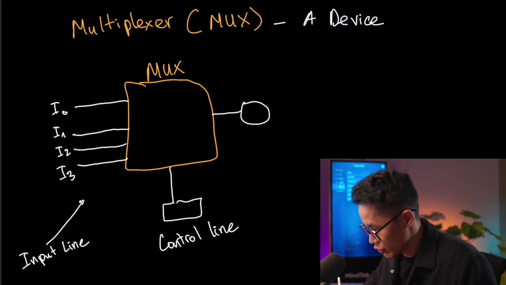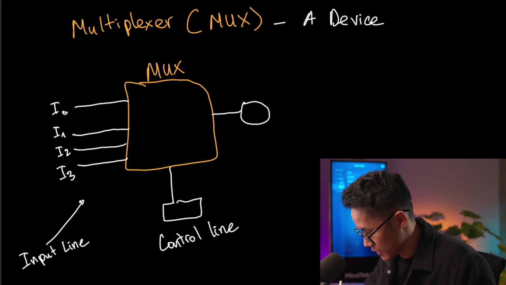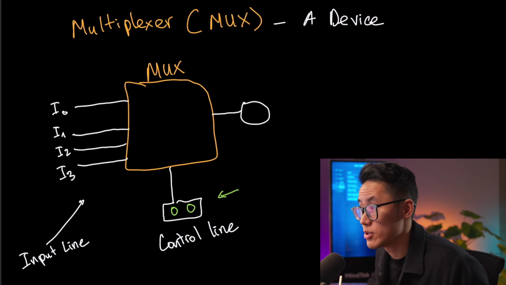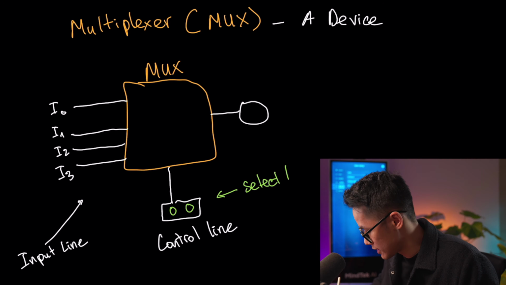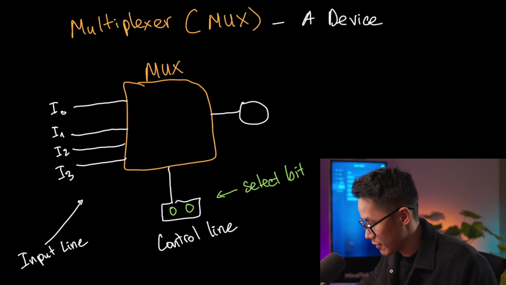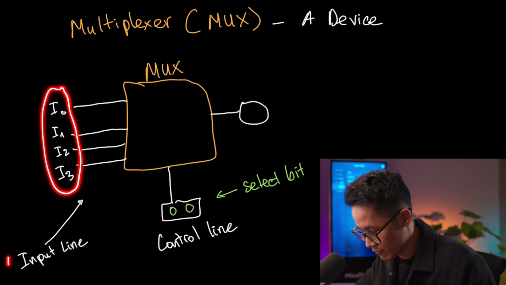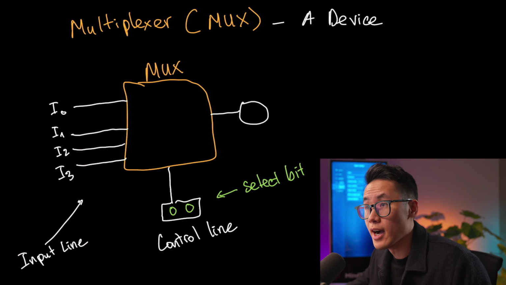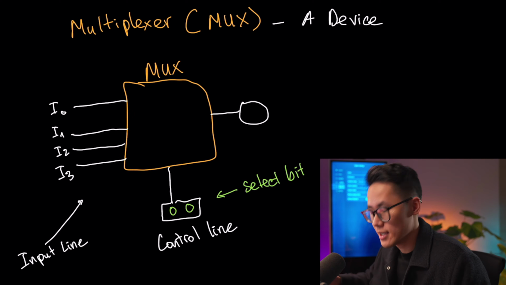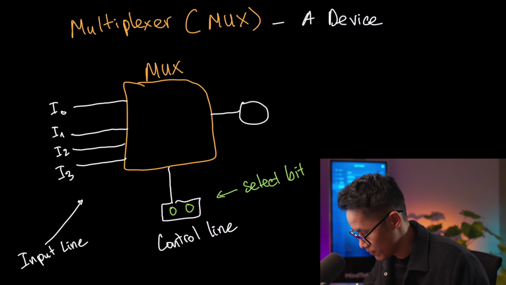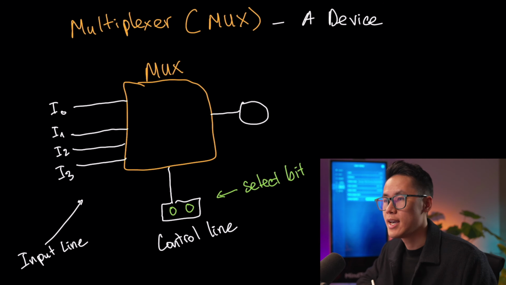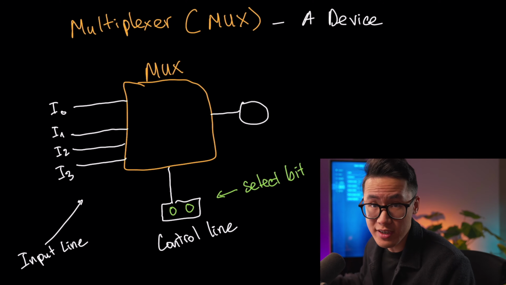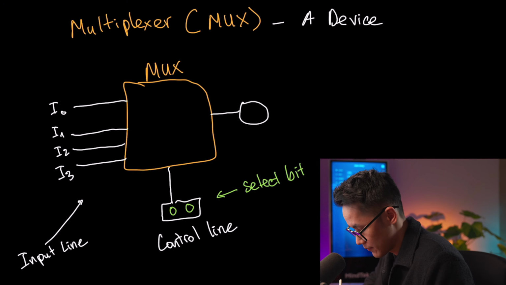And you see that I use some number in the control line. So let's say I have 0, 0. These two numbers are called the select bits. Because I have 4 input lines, I0 to I3, I have to use 2 select bits to control these 4 inputs. And this is where the binary things come in.